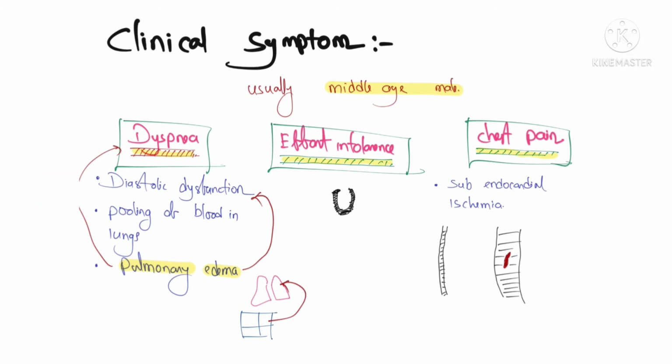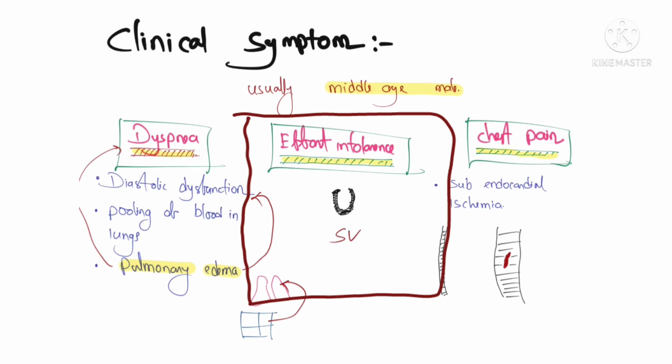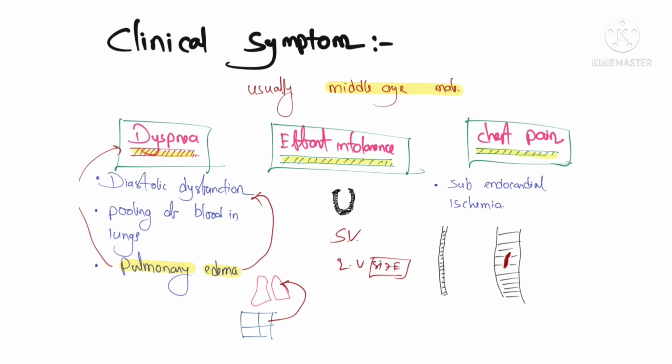The effort intolerance is also due to decreased stroke volume. This decreased stroke volume is due to a decrease in left ventricular size. Our left ventricular size becomes less. And the third symptom, chest pain, is due to subendocardial ischemia. In HOCM, the left ventricular muscle thickness will be increased, so there will be less blood supply in the middle area, which can eventually cause subendocardial ischemia.